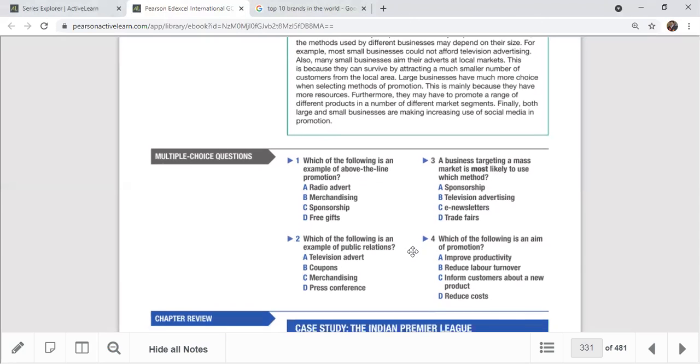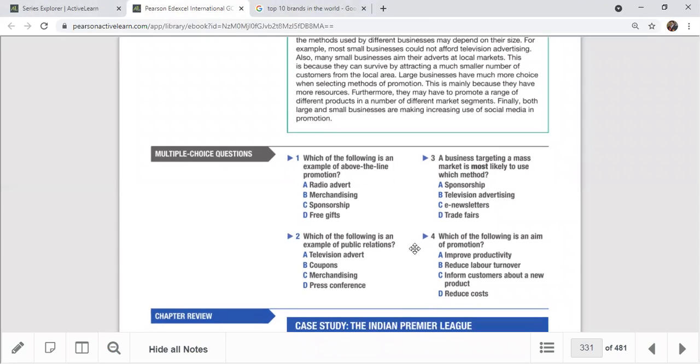Last question, which of the following is an aim of promotion? Improve productivity, reduce labor turnover, inform customers about new product, reduce costs. Yeah, a couple of answers are correct. Yes, the answer is C. Inform customers about new product. Very good.